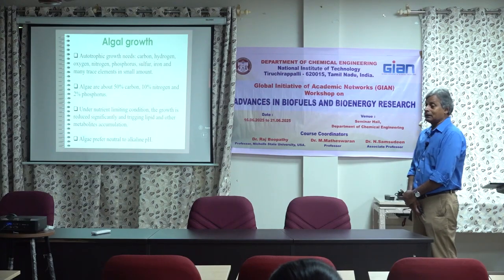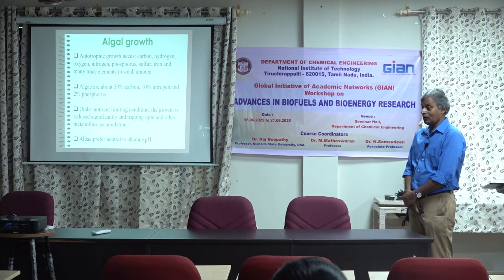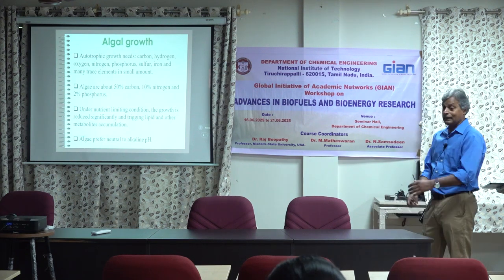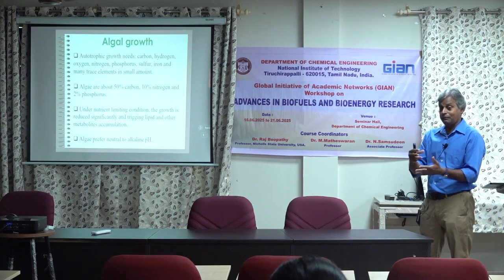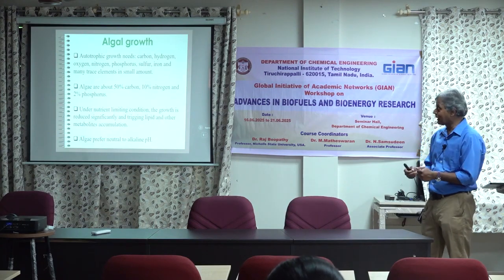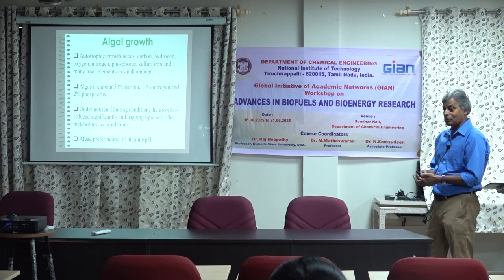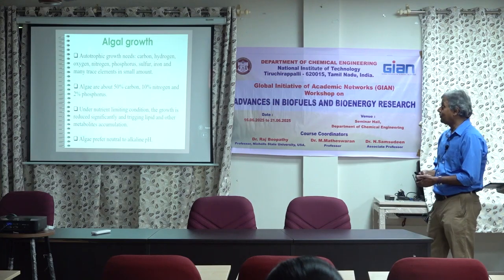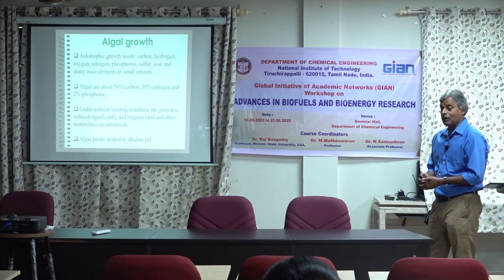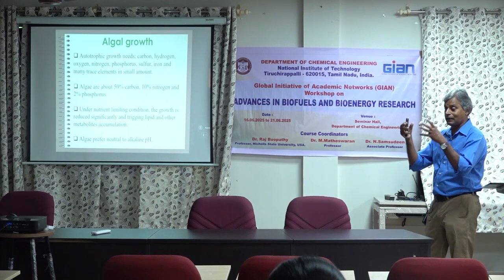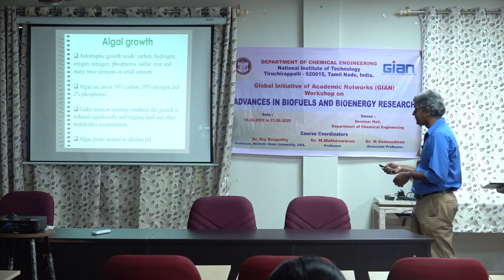Under nutrient limiting condition, especially when you have low nitrogen, the growth is reduced significantly and it triggers accumulation of lipids, like I talked about yesterday in the bacteria. So algae generally prefer neutral to alkaline pH. They don't like acidic pH. Okay, so if you want to make some lipids, you need to grow algae under nutrient limiting conditions, especially nitrogen limiting conditions. They accumulate a lot of lipids.